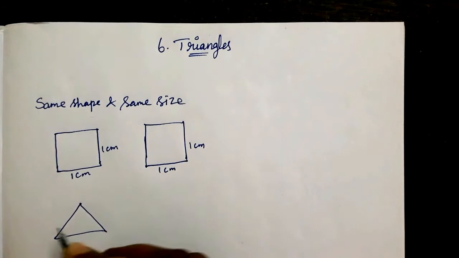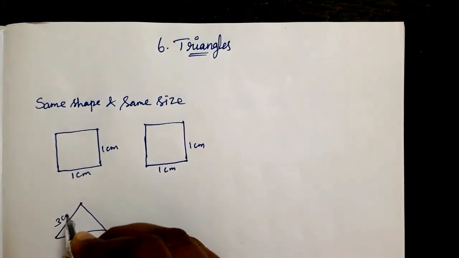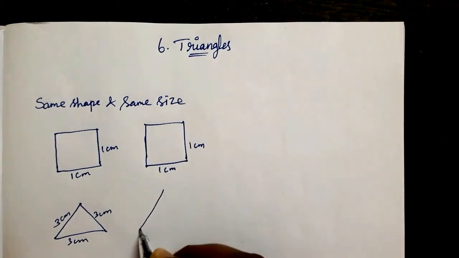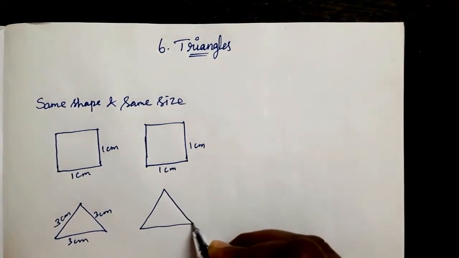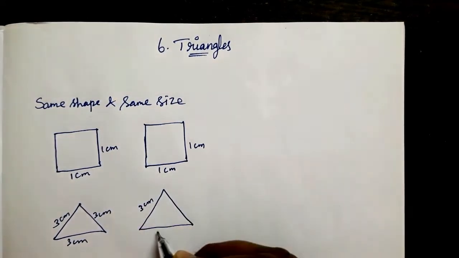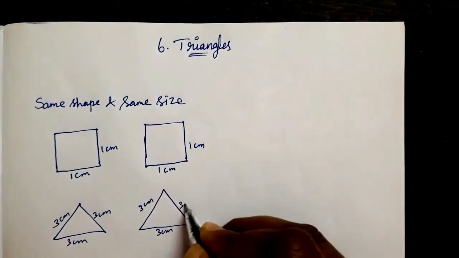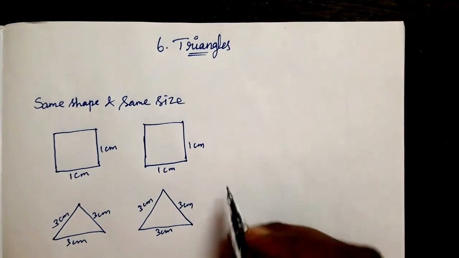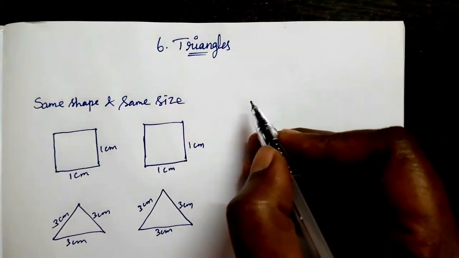Let us consider an equilateral triangle. All the three sides are 3 centimeter. Another triangle, all the three sides are 3 centimeter. This is same shape and same size. Next one, same shape and different size.